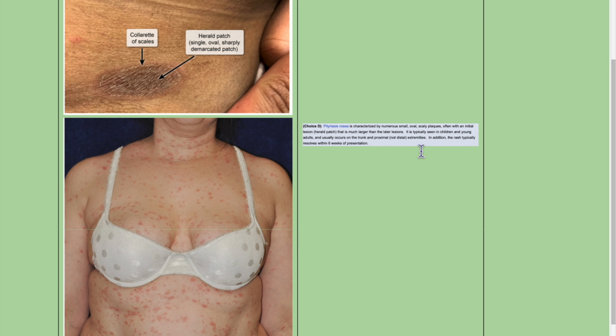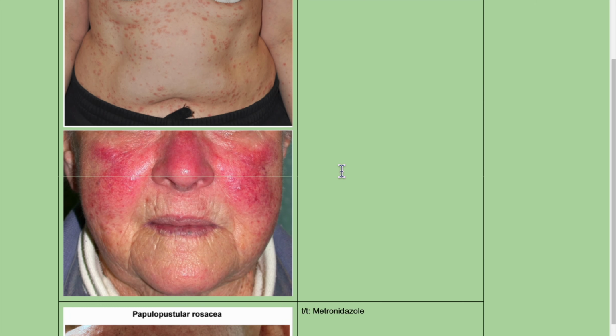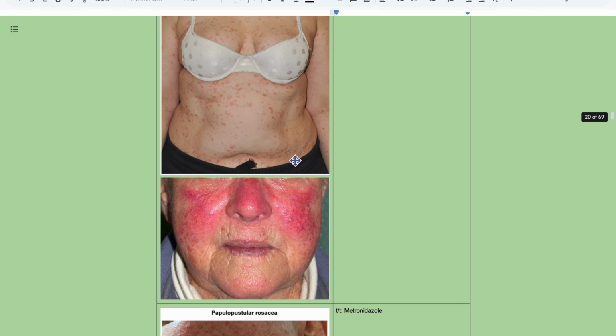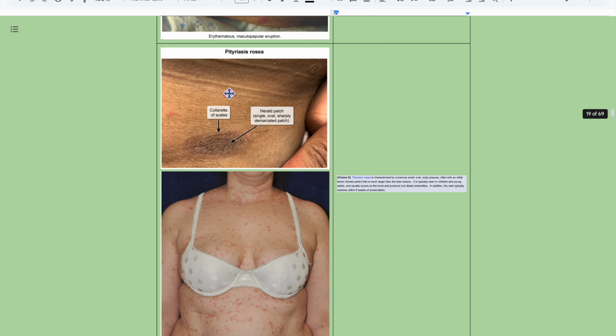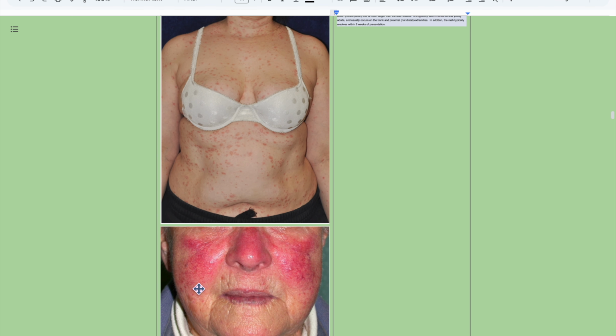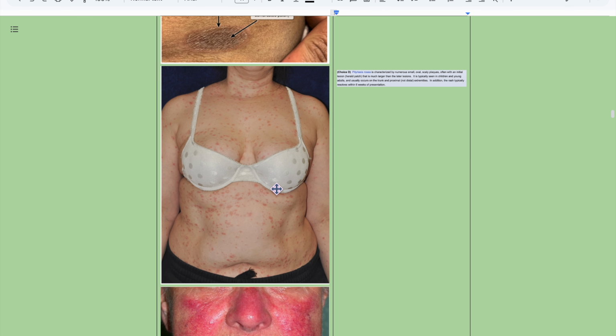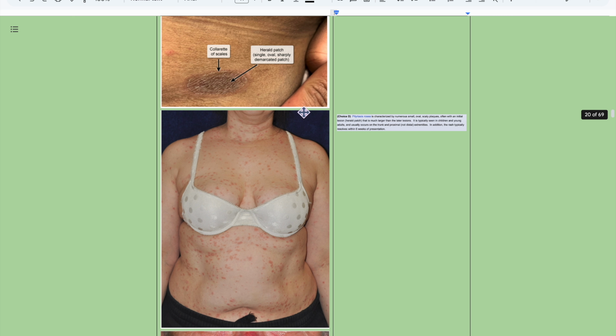Okay. So it is typically seen in children and young adults and usually occurs on the trunk and proximal extremities. In addition, the rash typically resolves within 6 weeks of presentation. Okay, again, that's the same thing. Kind of looks like SLE, but it's not. So remember, that is also part of pityriasis rosea. None of these are kids and young adults, as they say over here. But anyways.